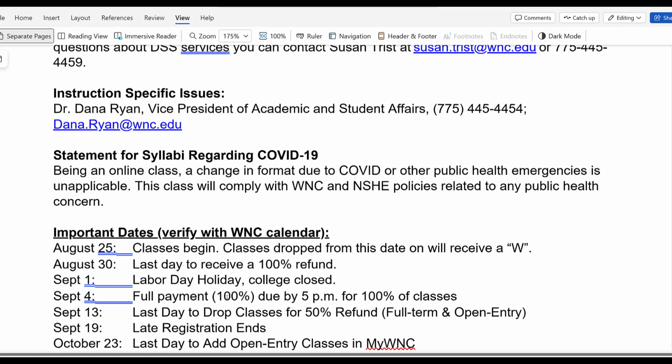Statement for syllabi regarding COVID-19. I haven't deleted this from the syllabi yet because they haven't said we could. Probably don't need this part, but being an online class, change in format due to COVID or other public health emergencies is not applicable. This class will comply with WNC and NSHE policies related to any public health concern.